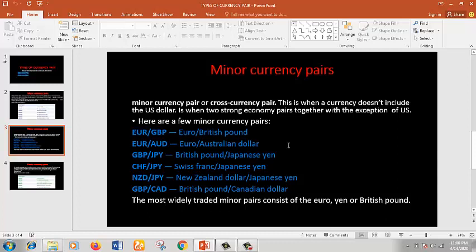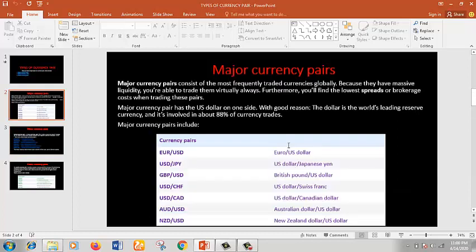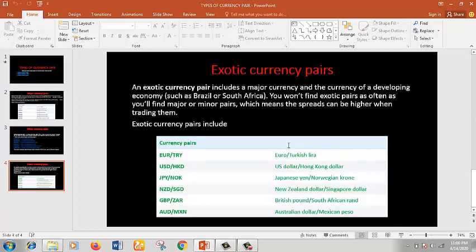So that is why most people in the global financial market concentrate their assets on the major currency, and when they have good confirmation, that is when they trade either the minor or cross currency or the exotic currency. So this is a minor currency. When two strong nations combine together with the exception of US, it gives rise to a minor currency or a cross currency. Now we are going to be looking at the next currency pair, which is what we call the exotic currency pair.